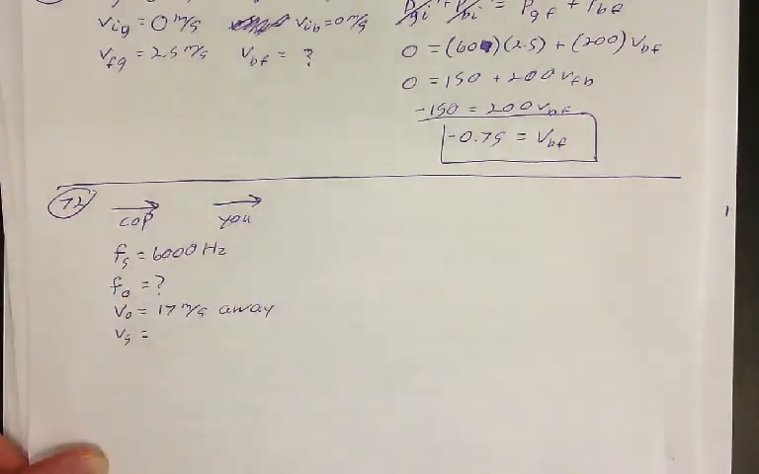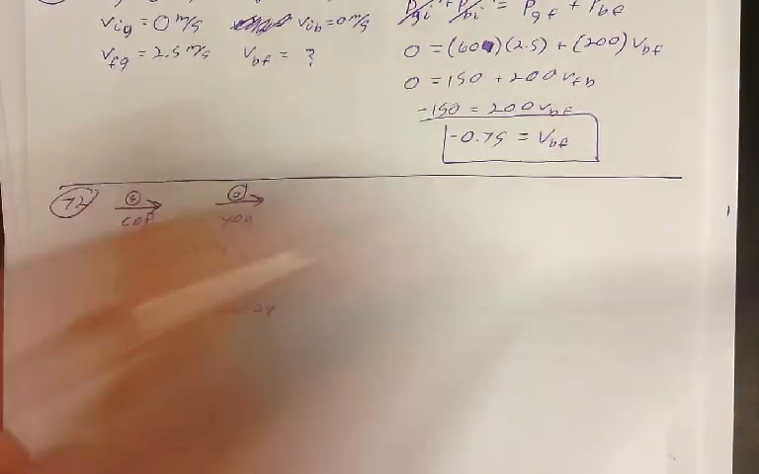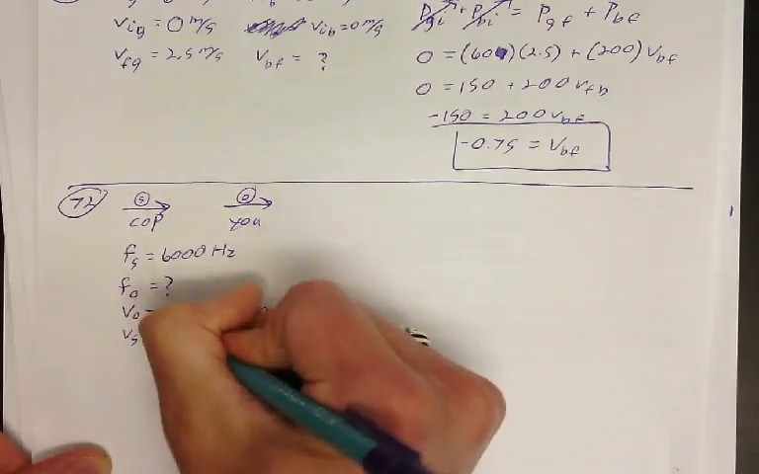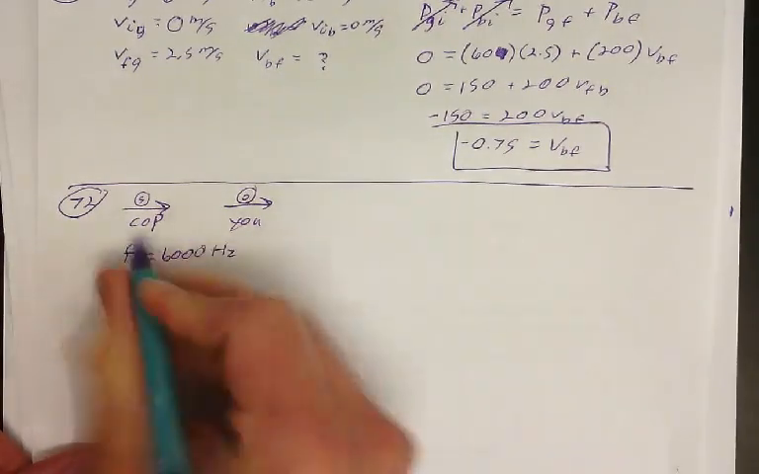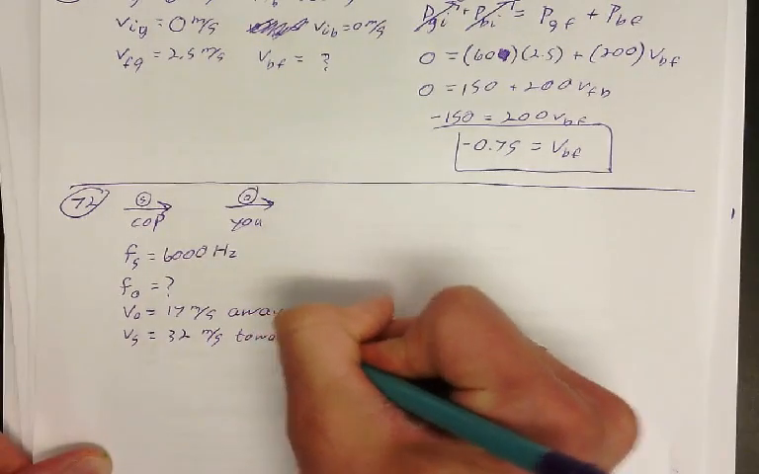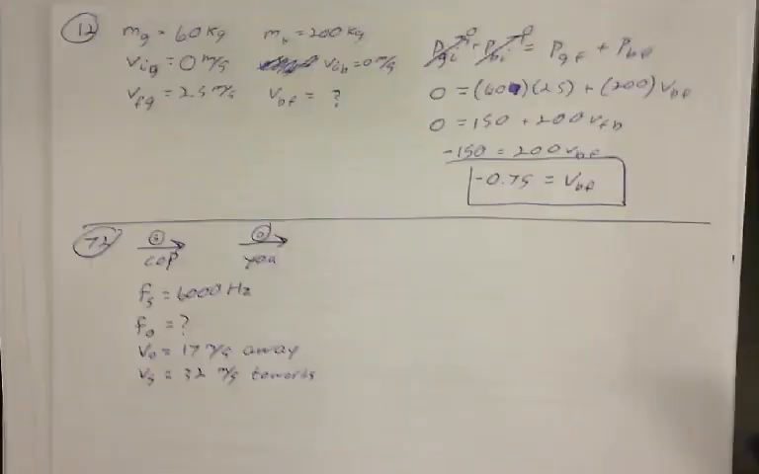The source is the cop, so he's the source, you're the observer. And his speed is 32 meters per second. But he's behind you going east, which means he's going towards you. So I'm hoping it's obvious, but the equation we need to use here is the Doppler effect.